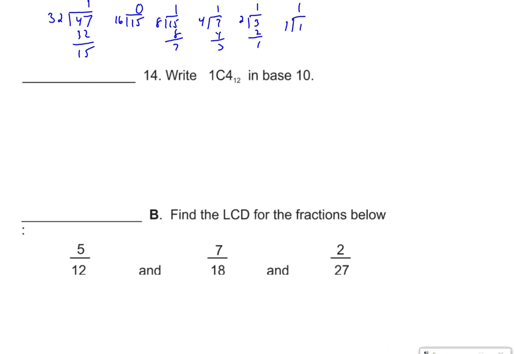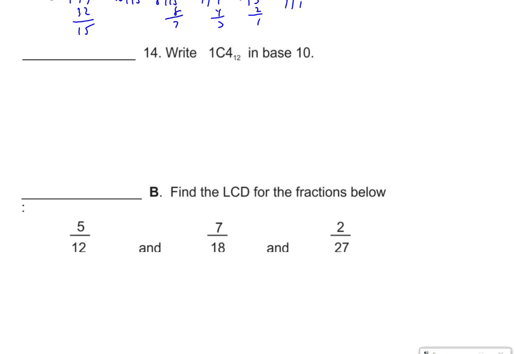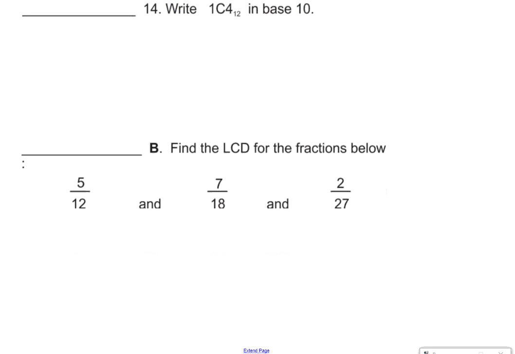All right, bases bigger than 10. Here's the key to all of this. The number 10 is the letter A, right? Because you can't have 2 digits. The number 11 is a B. 12 is the C. Okay? Because it's got to be a single thing. So when I have 1C4, it's like a 1, 12, 4.